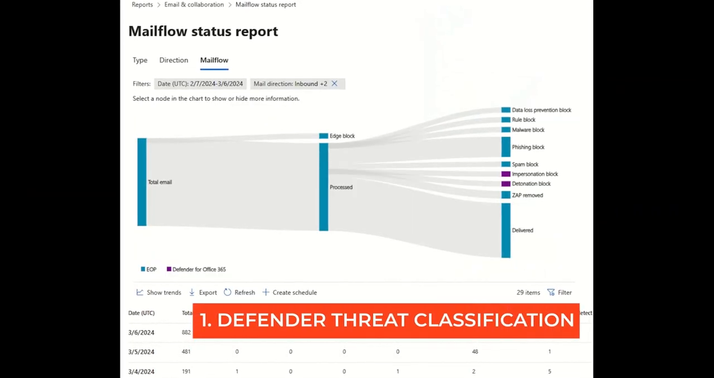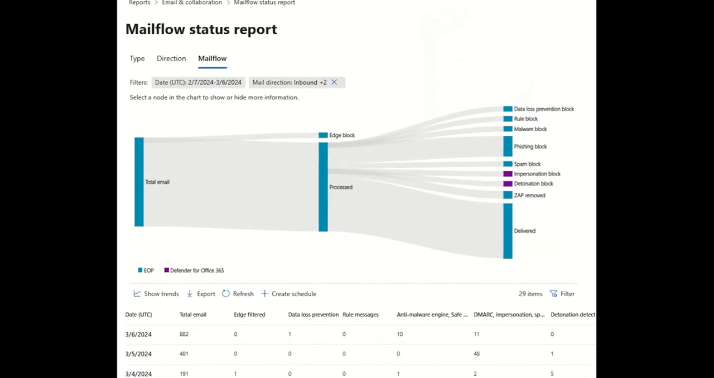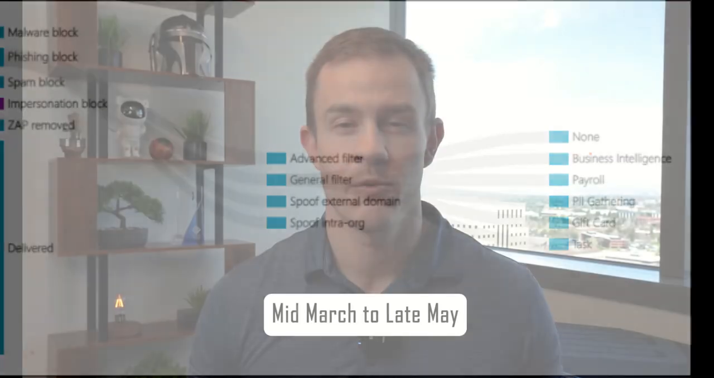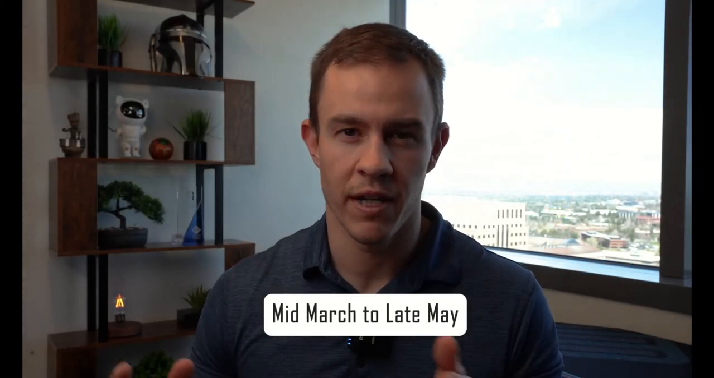Shifting into the Microsoft 365 admin section, this first announcement is related to Defender for Office 365 and giving you deeper reporting into the malicious email that's being detected within the Security Admin Center, so you actually see the intent behind the email as well, like you see in this screenshot. Timelines on this one has shifted from being mid-March all the way to late May.